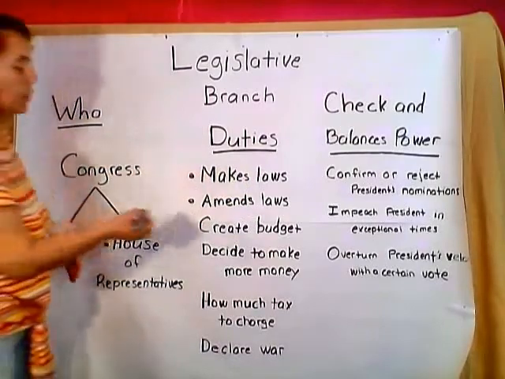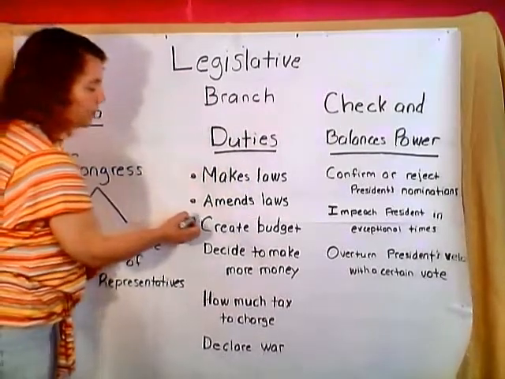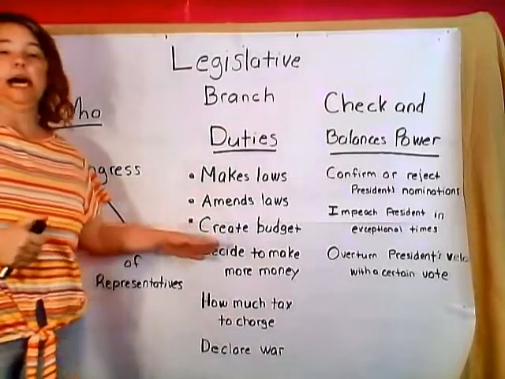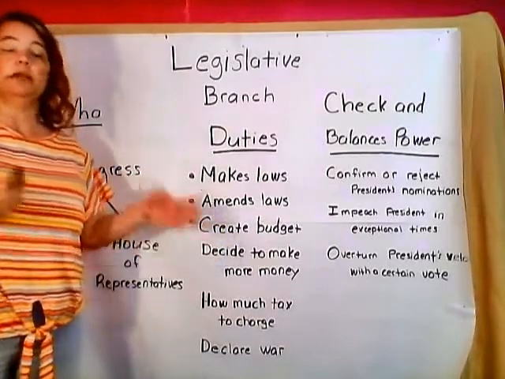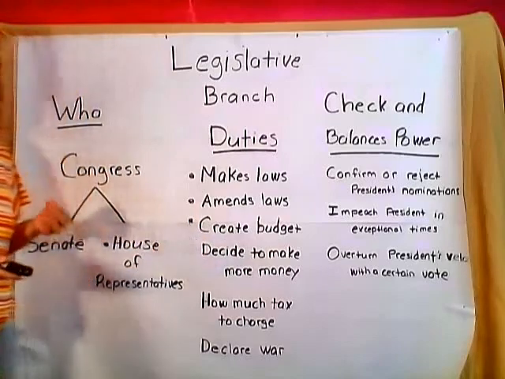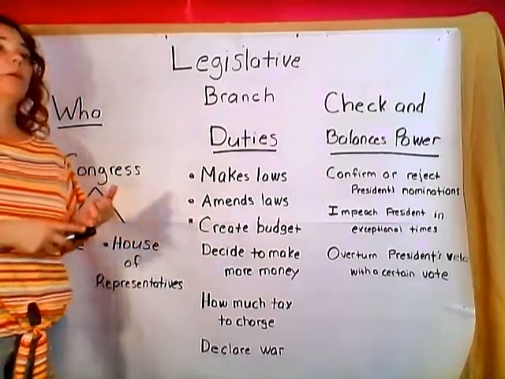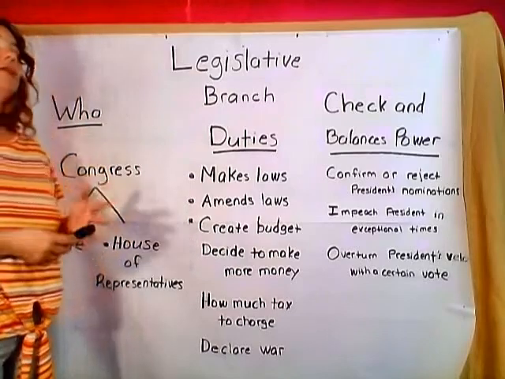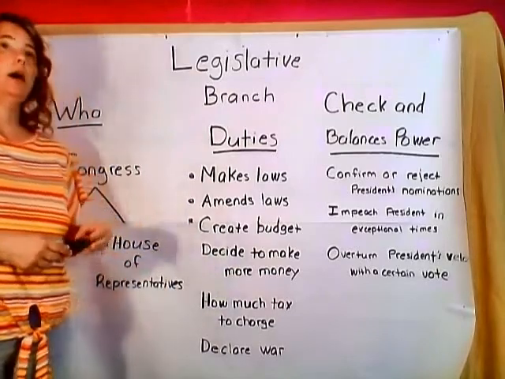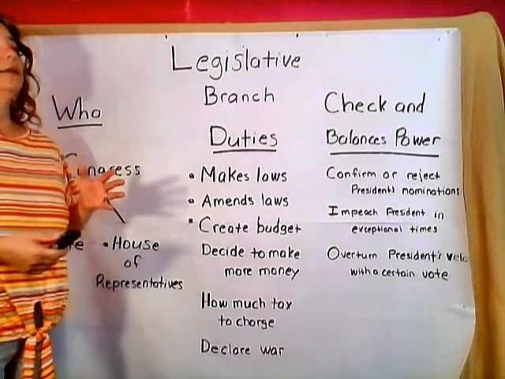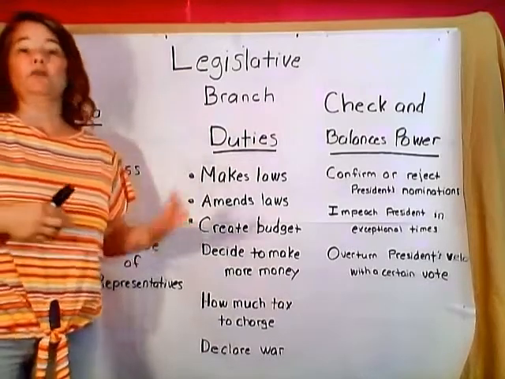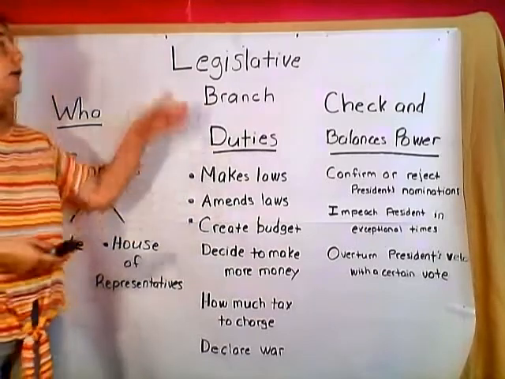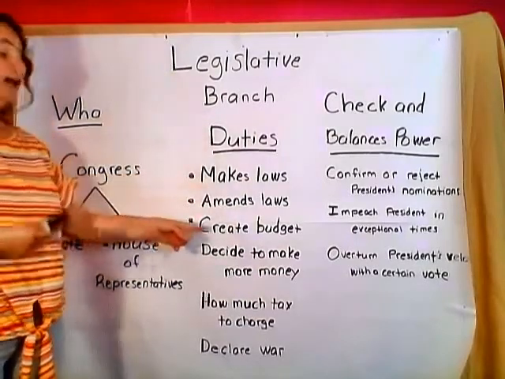Another duty that they have is to create a budget. Okay? Creating a budget is they basically decide how much money the government is going to spend on certain things. Some of the things that they decide would be how much money the government's going to spend on education, how much money the government is going to spend on our military, how much money is the government going to spend on our farmers and things like that.